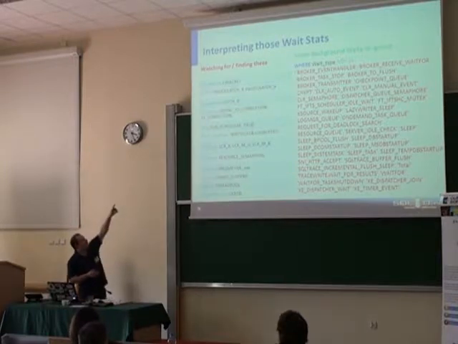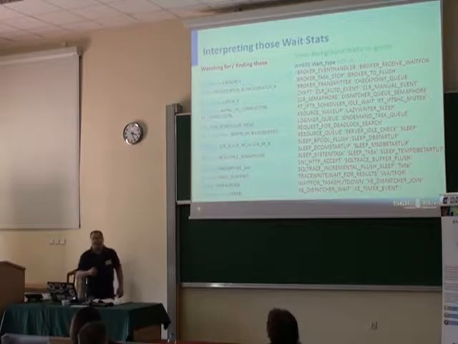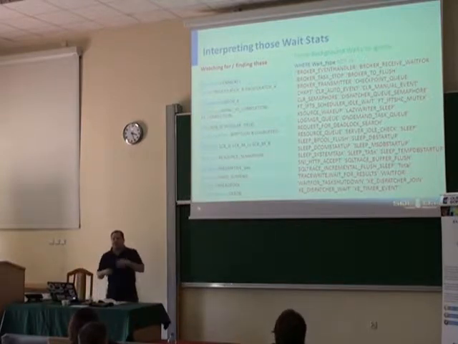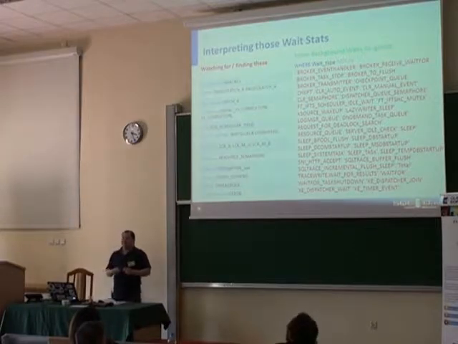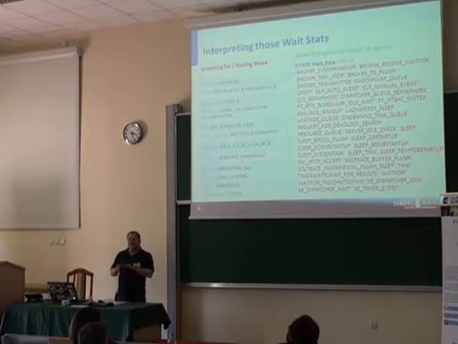The top one there, right at the top, is CXPACKET. This is very commonly misunderstood, and I'm not going to go into too much detail because we just don't have time. But if you see CXPACKET as a wait type, that's a high wait type in terms of your categorization, it doesn't necessarily mean that you've got problems with balancing.